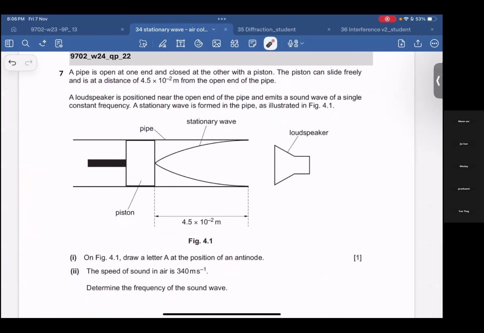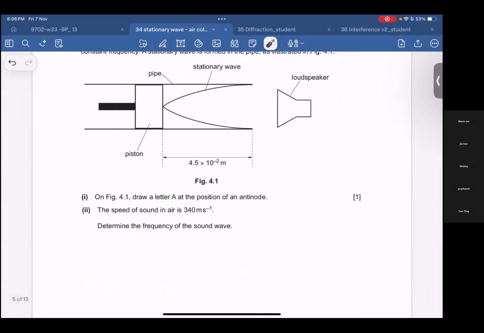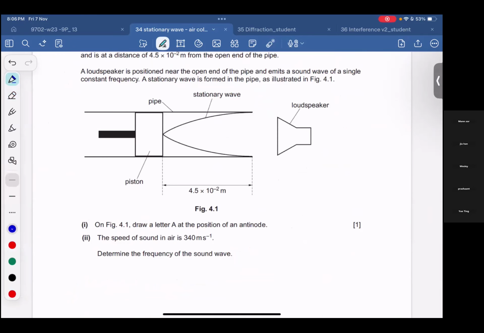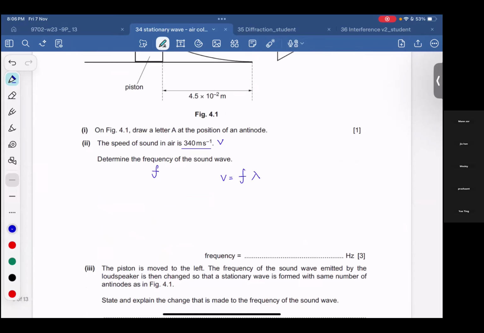Like boys and girls, can you try? Draw a letter A at position anti-node. Where is your anti-node? The open area here, anti-node. Speed of sound V. Ask you to find frequency. Easy. It just wants you to use the formula V equals to F lambda. Like boys and girls, type your answer in the chat box. 3 marks, please. Formula, substitution, and final answer. Thank you.